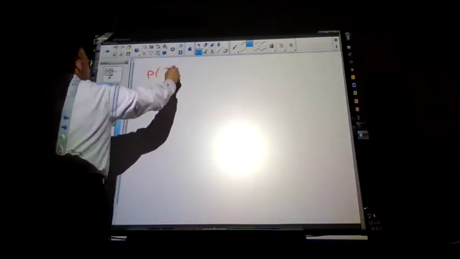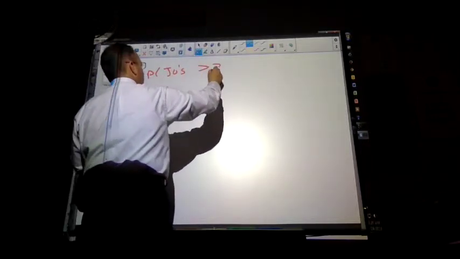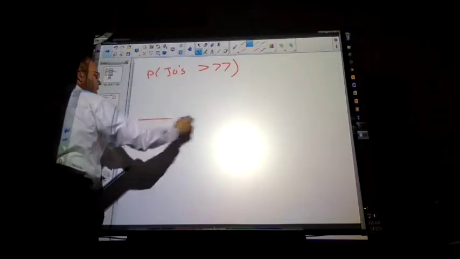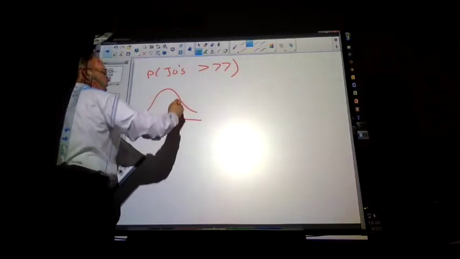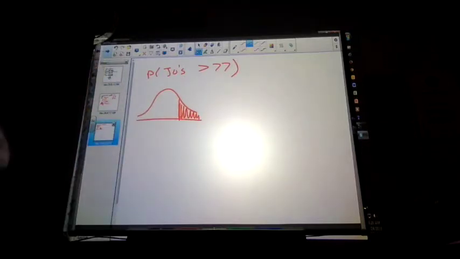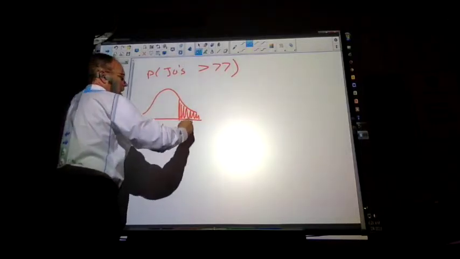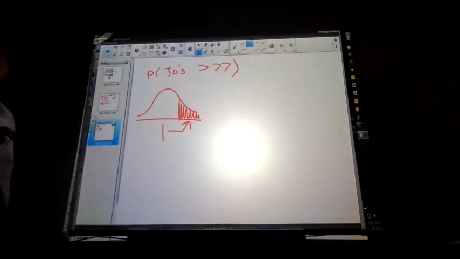And we have Joe's score is greater than 77. So on a normal curve, you're talking about the area this way. If I was looking for an area that way, what do I have to do once I found the area under the curve? Yeah, so because it's over here, I'm going to go 1 minus whatever that area is. Okay, and that's going to give me the area to the right.